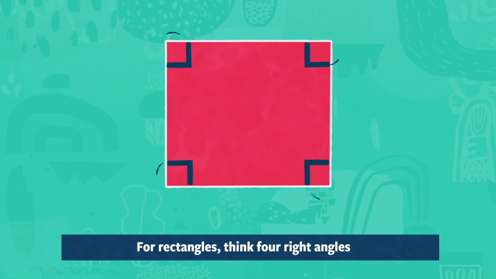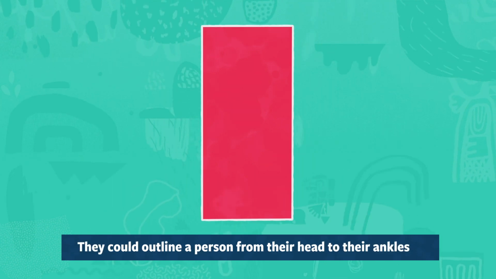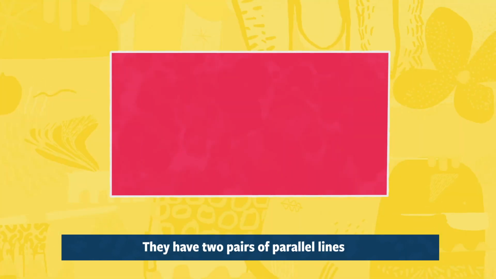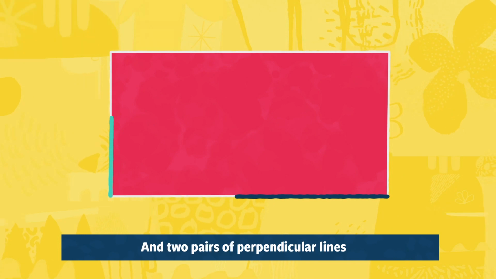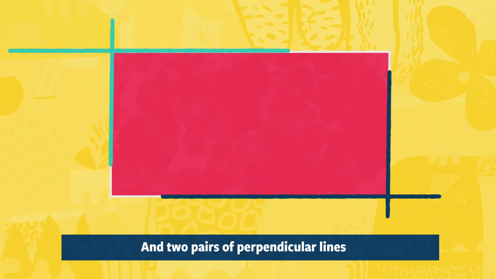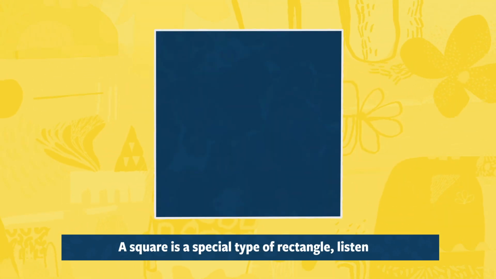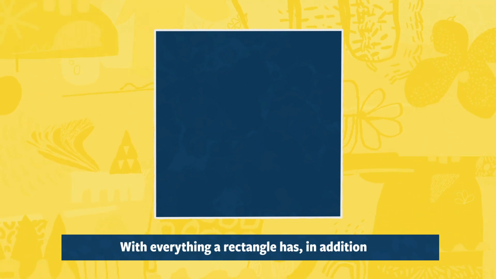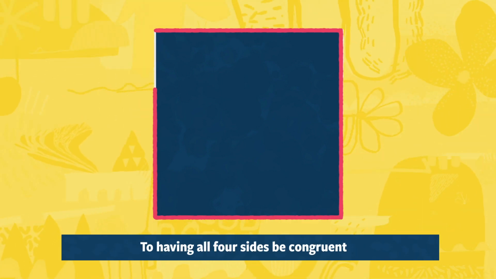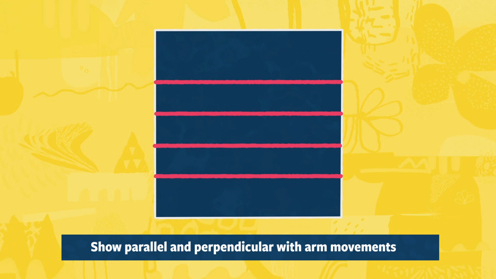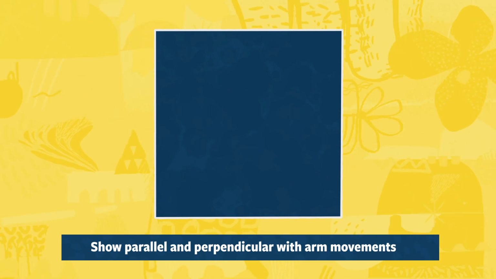Four rectangles, think four right angles. They can outline a person from their head to their ankles. They have two pairs of parallel lines and two pairs of perpendicular lines. A square is a special type of rectangle, listen, where everything a rectangle has, in addition to having all four sides be congruent. Show parallel and perpendicular with arm movements.